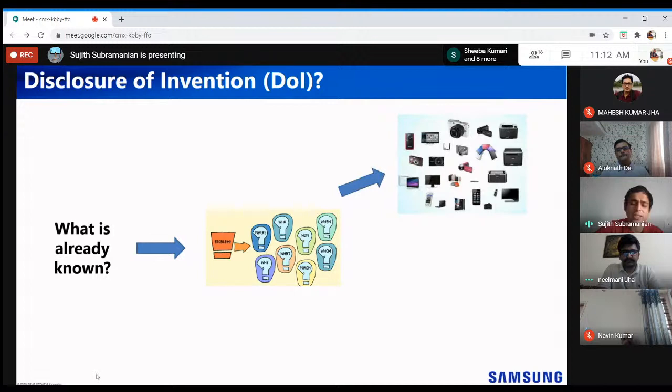Next step, you will need to think of what are the different devices, what are the different applications for your invention. Is it only applicable for phones? Can it be applied in other areas also? If so, what are the different scenarios that you can think of to apply your invention?